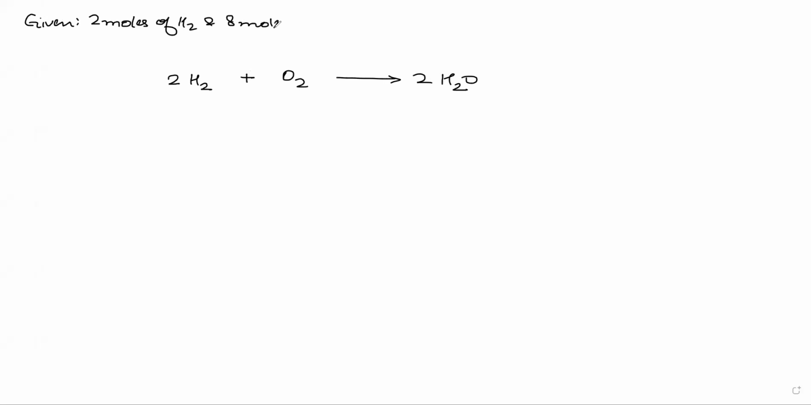We are going to find the limiting reagent. We have 2 moles of H2 plus 1 mole of O2 will give me 2 moles of H2O. And given is that we have 2 moles of H2 and 8 moles of O2. Now, we will find the limiting reagent because we have been given the amounts of 2 reactants.